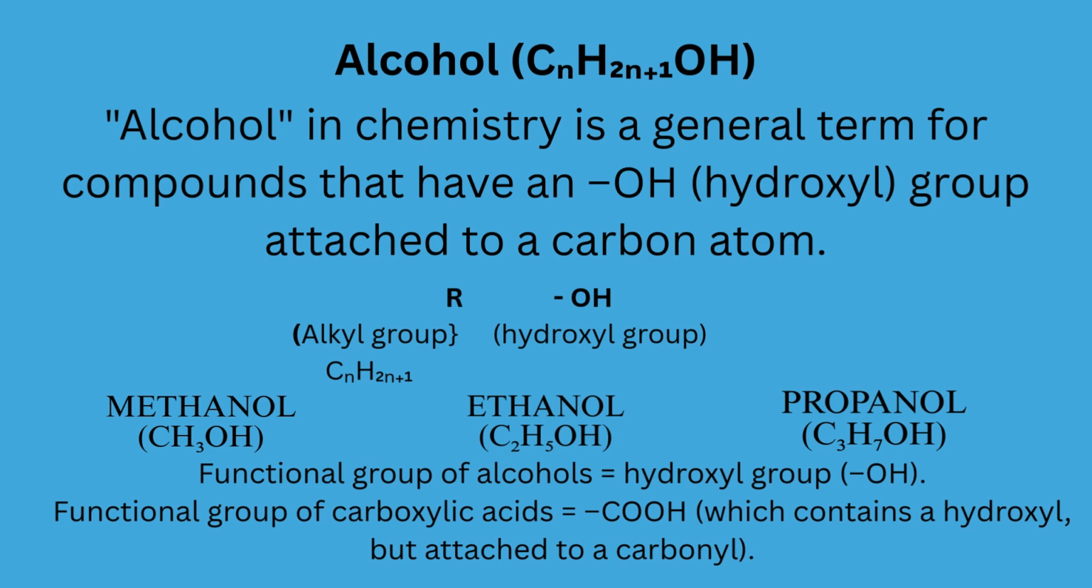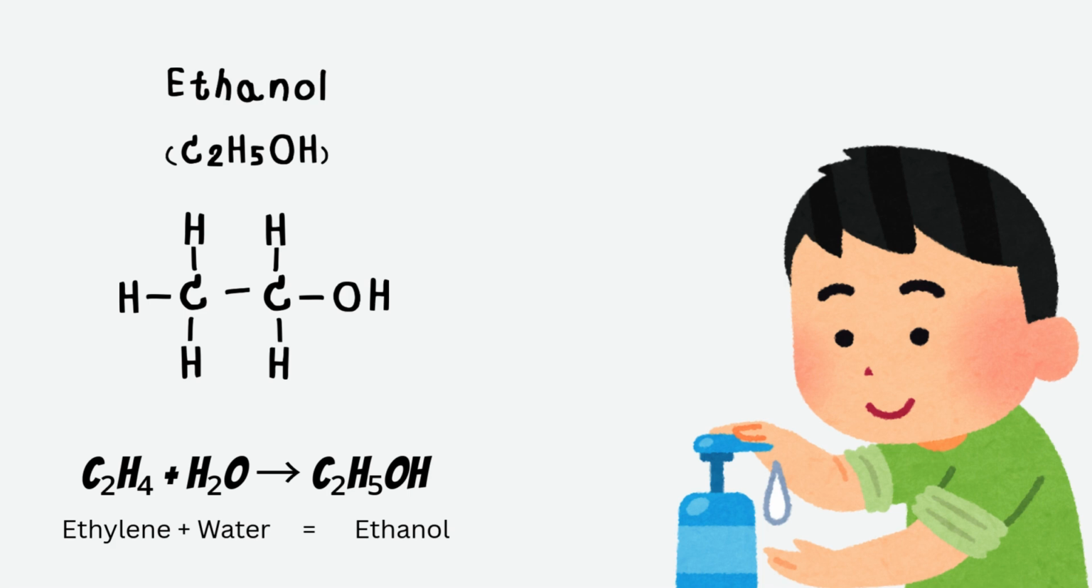Alcohol, in chemistry, is a general term for compounds that have an OH or hydroxyl group attached to a carbon atom. Examples include methanol, ethanol, and propanol. The hand sanitizer that we use contains ethanol or ethyl alcohol. It is used as an antiseptic which can kill bacteria. Industrially, it is produced by mixing ethylene and water.